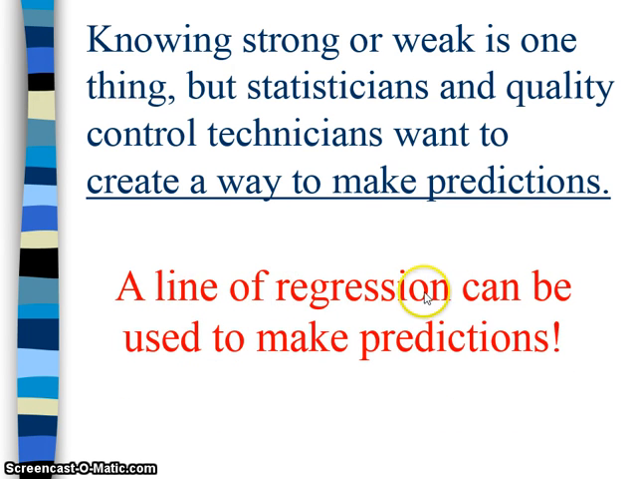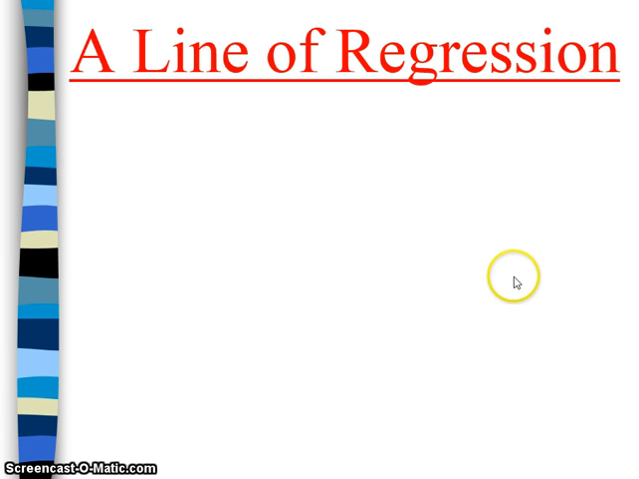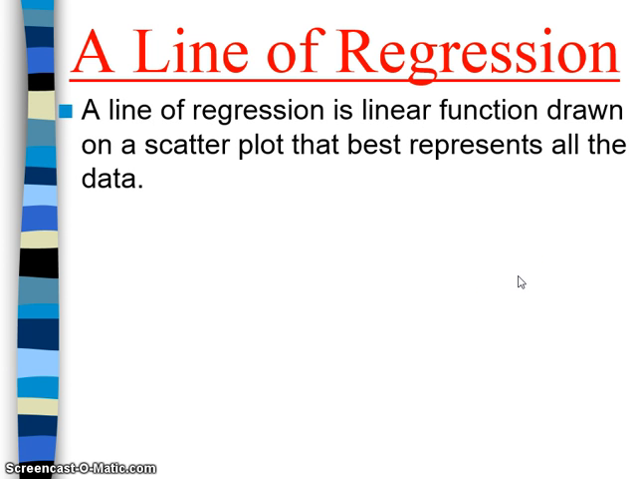A line of regression is used to make predictions, and the rest of this lesson is going to focus on what is a line of regression and how do we use it to make predictions. So let's begin by defining a line of regression. A line of regression is a linear function drawn on a scatter plot that best represents all the data. So in other words, if you have a scatter plot and you have all these dots, if you draw a line down the center of the dots, it kind of represents the direction that the relationship goes in general.